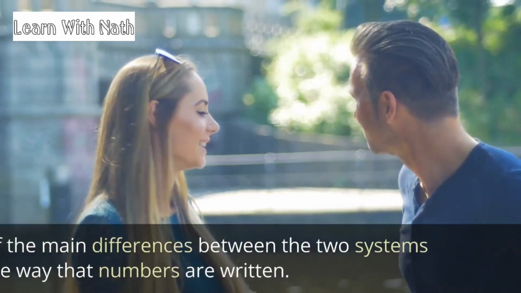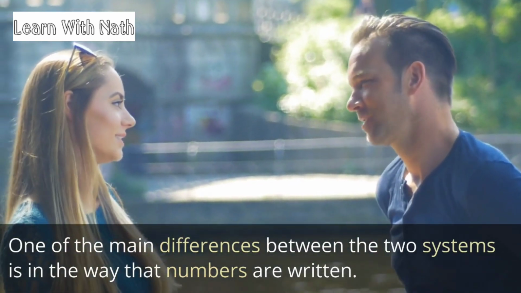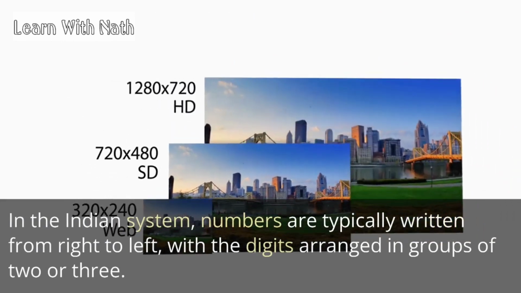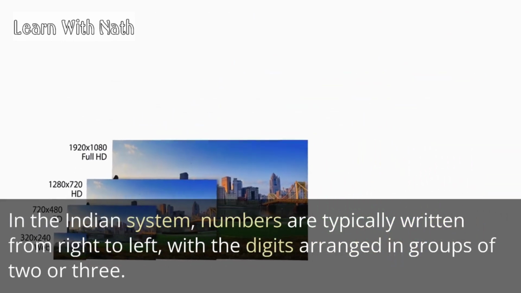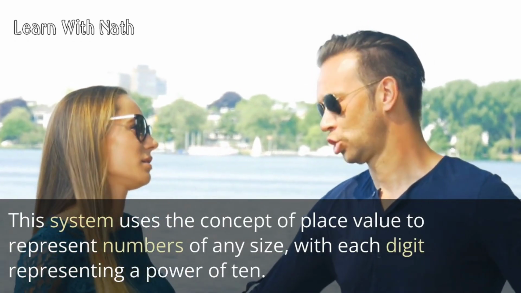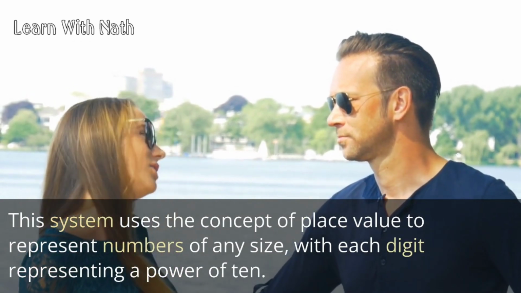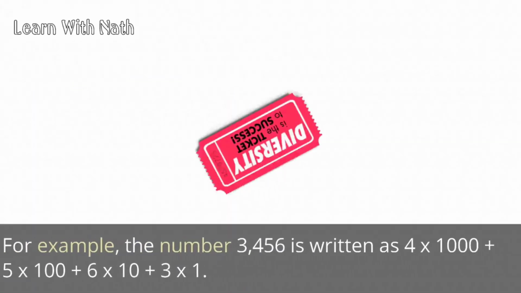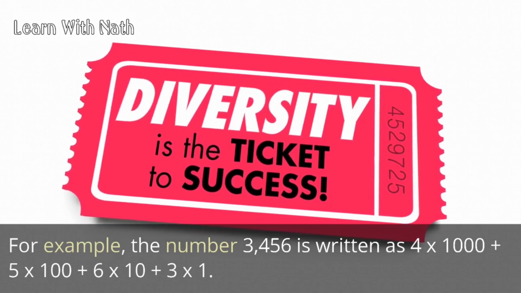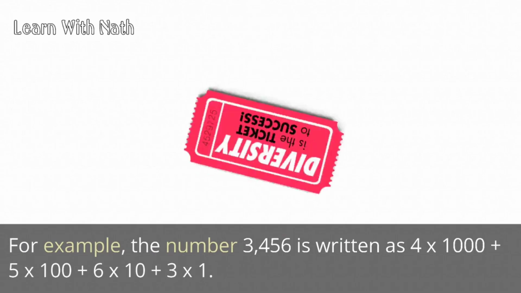Notation. One of the main differences between the two systems is in the way that numbers are written. In the Indian system, numbers are typically written from right to left, with the digits arranged in groups of 2 or 3. This system uses the concept of place value to represent numbers of any size, with each digit representing a power of 10. For example, the number 3456 is written as 4 by 1000 plus 5 by 100 plus 6 by 10 plus 3 by 1.